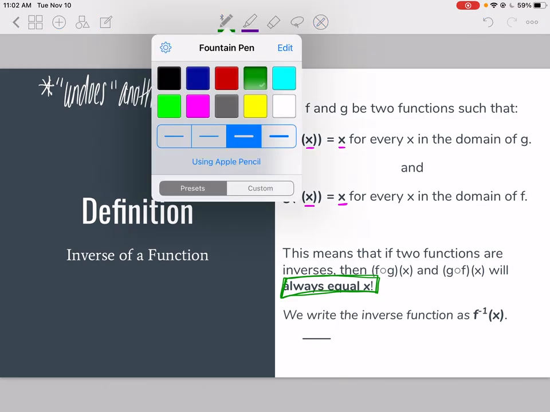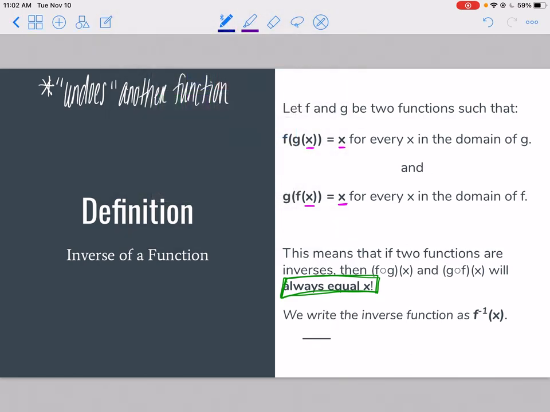One other important thing to note is that the notation that we use for inverse functions looks like this: f to the power of negative 1 of x. We read this as inverse of f of x. Okay, that's what that to the power of negative 1 means right there, but that's just the notation that we use to denote an inverse function.